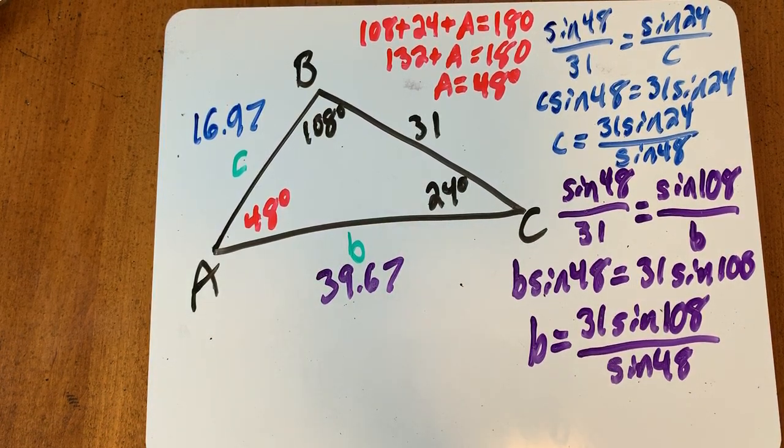So that checks out. So that's just a couple examples of using the law of sines to solve a triangle when you have two angles and one side.